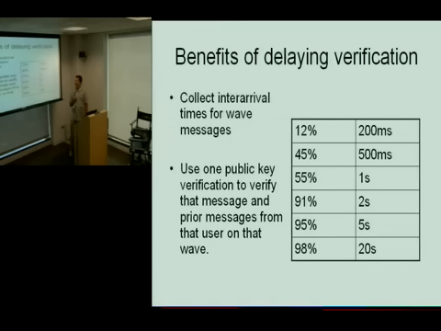So here I received from Google interarrival times for Wave messages. What I do is look at, for a user on a specific wave, what fraction of the messages were sent with an arrival time less than the threshold. This is saying that 55% of the messages a user sends on a wave are less than 1 second from the preceding message on that wave. And of course the hit rate goes up to 98% at 20 seconds.